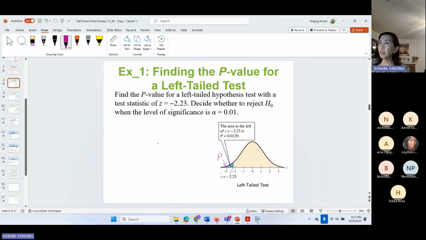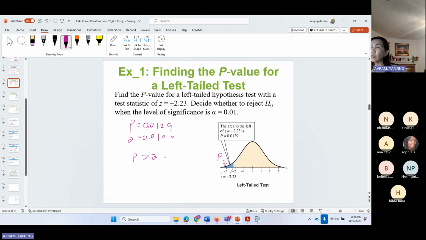Your p-value here is negative 0. I'm sorry, p is always positive. Your p-value is 0.0129 compared to alpha, right? So how much is my alpha? My alpha is 0.01. Is p greater than or less than alpha? We're going to be able to compare, right? Since alpha is 0.01, my p is greater than alpha in here.